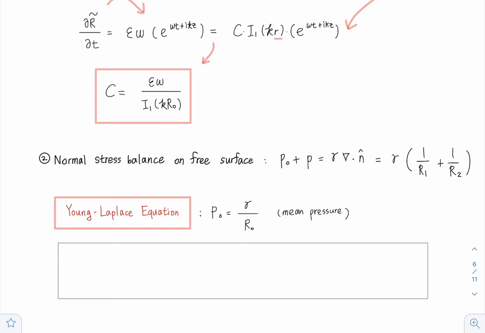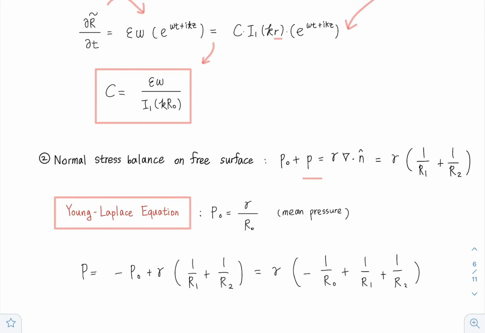Anyway, the Young-Laplace equation tells us simply that our P0, which is for our cylinder or our mean pressure, doesn't have two terms. It's just defined by R0 and the surface tension, gamma. What we want to know here, however, is not P0, it's P. So we can rewrite P as a function of R1, R2 and P0. If we subtract P0 from the left hand side and the right hand side, we get P equals minus P0 plus gamma times 1 over R1 plus 1 over R2, which can be expressed in brackets because P0 is gamma over R0. So it's gamma times minus 1 over R0 plus 1 over R1 plus 1 over R2.